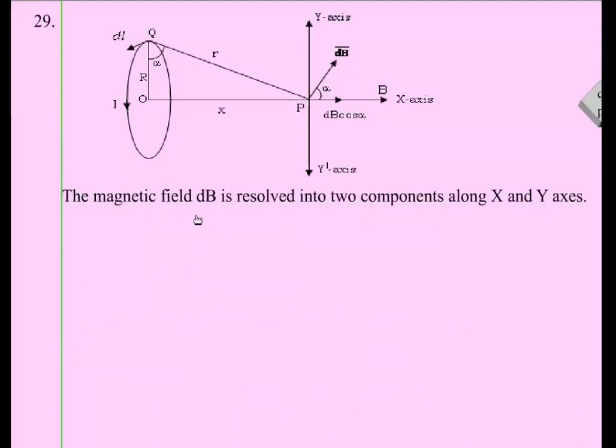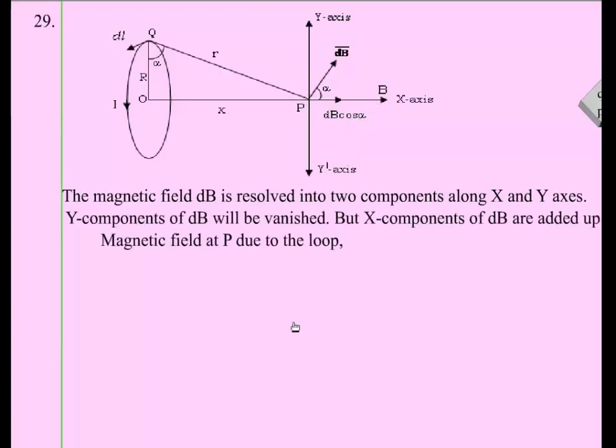Next, the magnetic field dB is resolved into two components along the x and y axis. Along the x axis, dB cos alpha, along the y axis, dB sin alpha. So the y component of dB will vanish, but the x components of dB are added up. Magnetic field at P due to the loop is given by B is equal to the sum of dB cos alpha. This is dB cos alpha, and this has to be summed like this. So B is equal to this much.